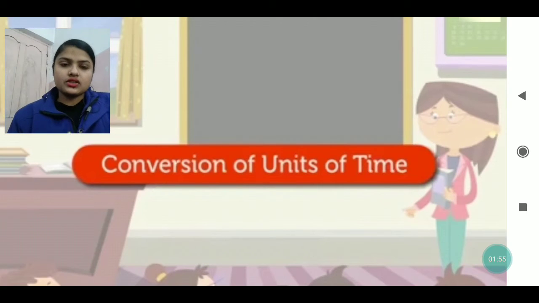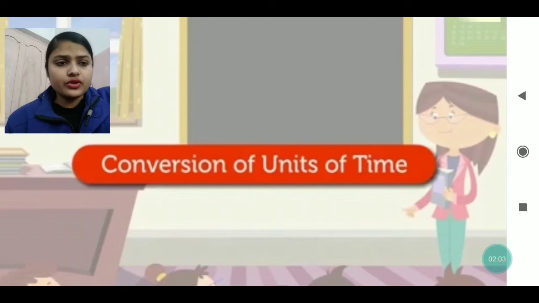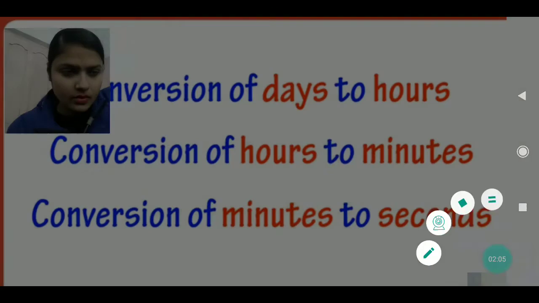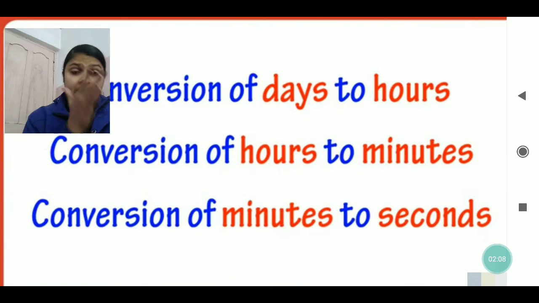This is our today's topic, conversion of units of time. This we are going to begin. In this we are going to learn conversion of days to hours, conversion of hours to minutes, and conversion of minutes to seconds.